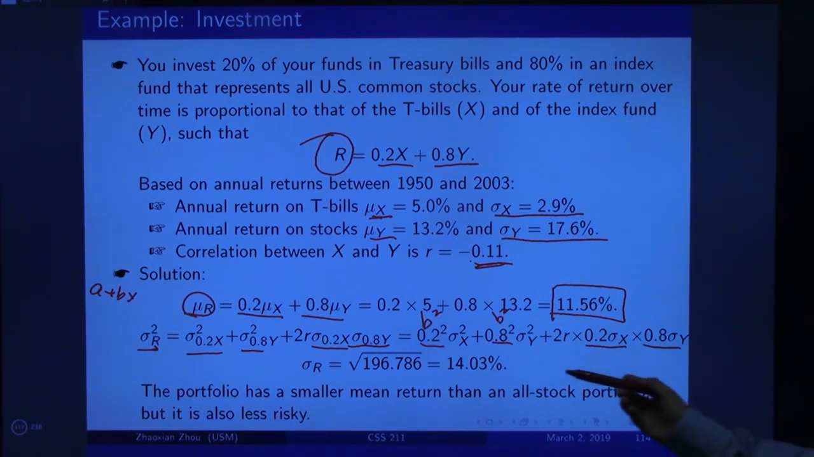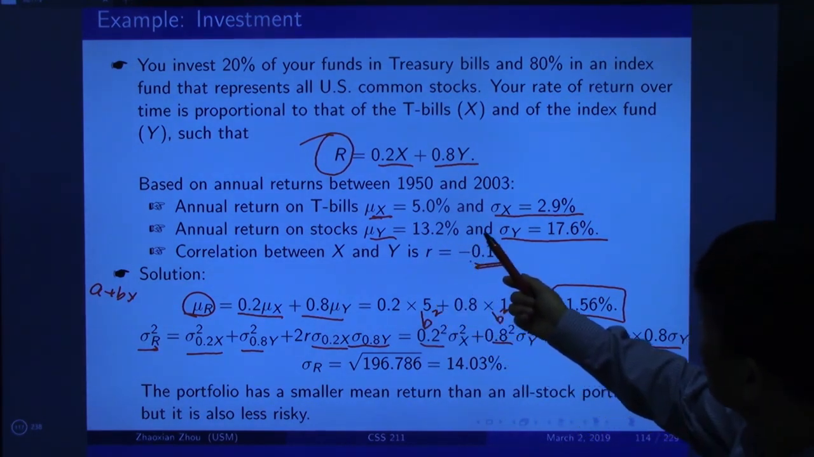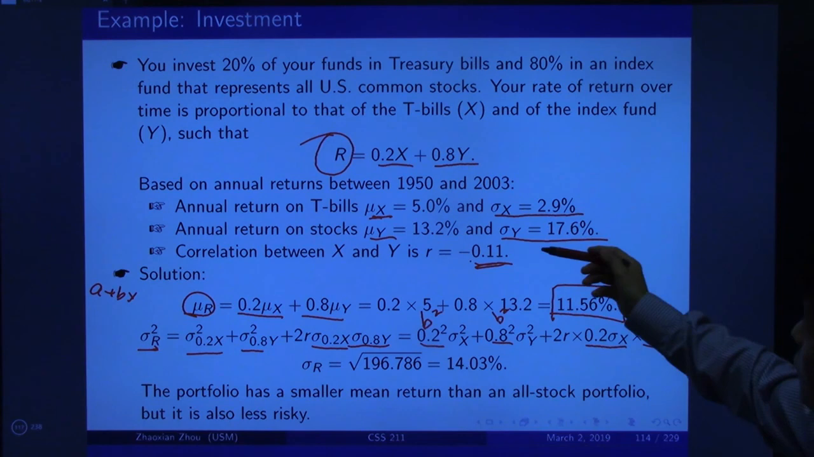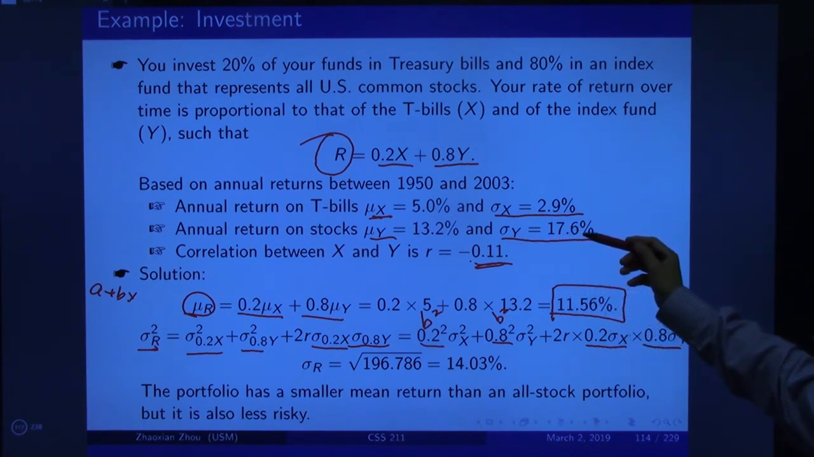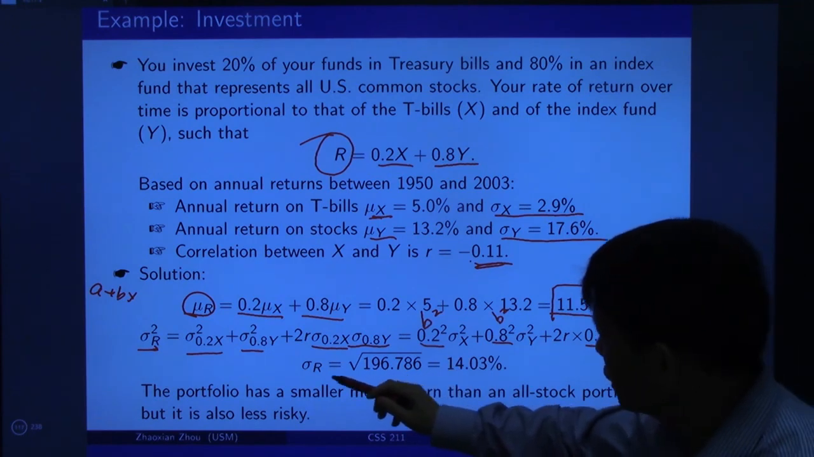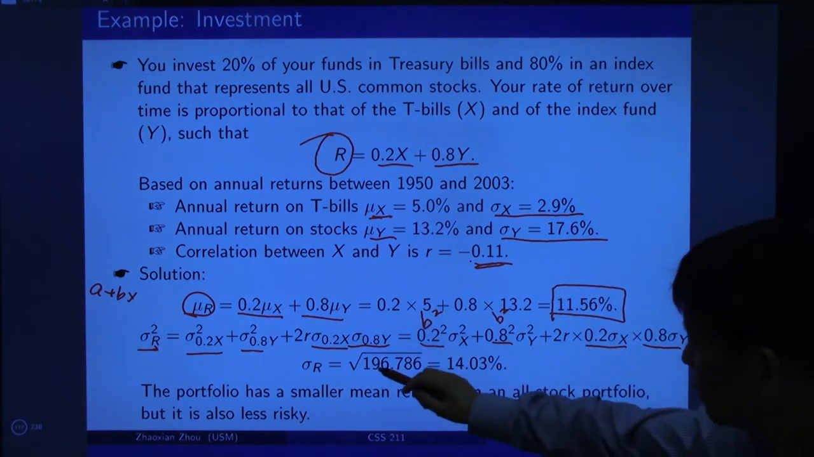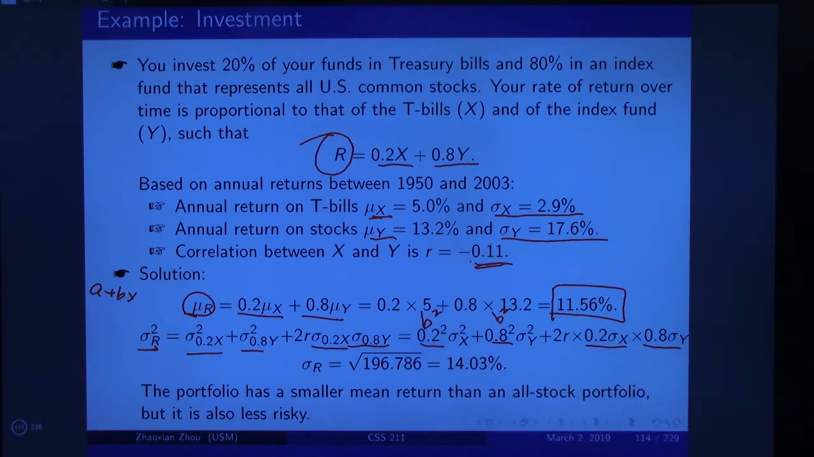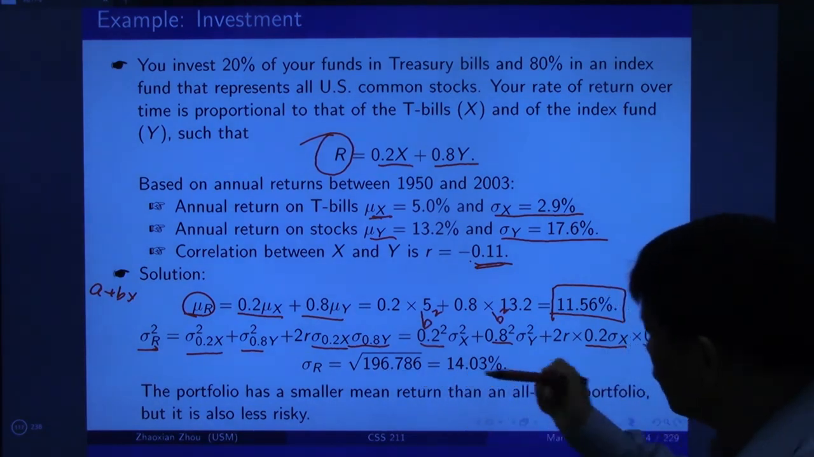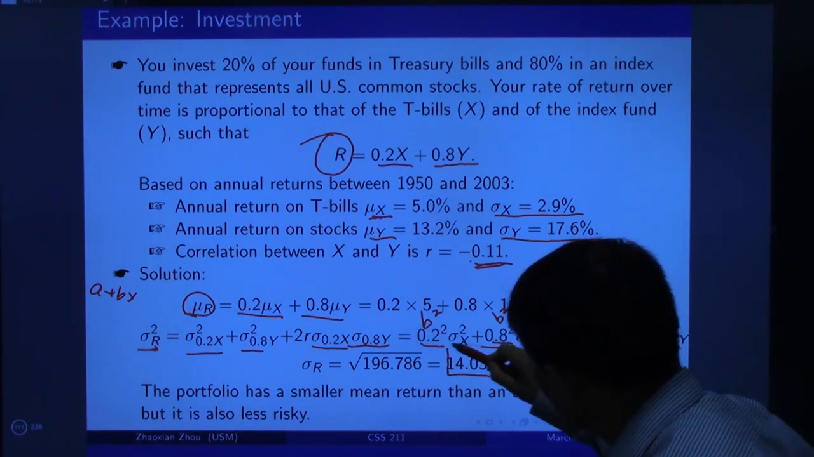Now we plug in all these numbers. Sigma x equals 2.9, sigma y equals 17.6. And we plug in these numbers, okay, the total sigma r squared equals 196 something. Then take the square root, which equals 14.03%. And this one is the standard deviation.